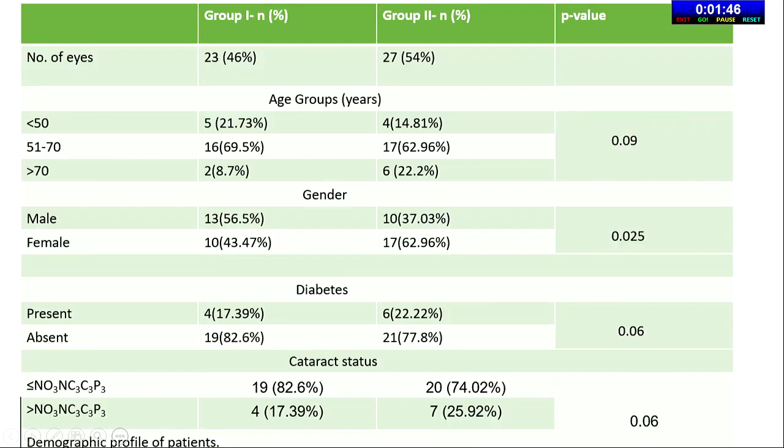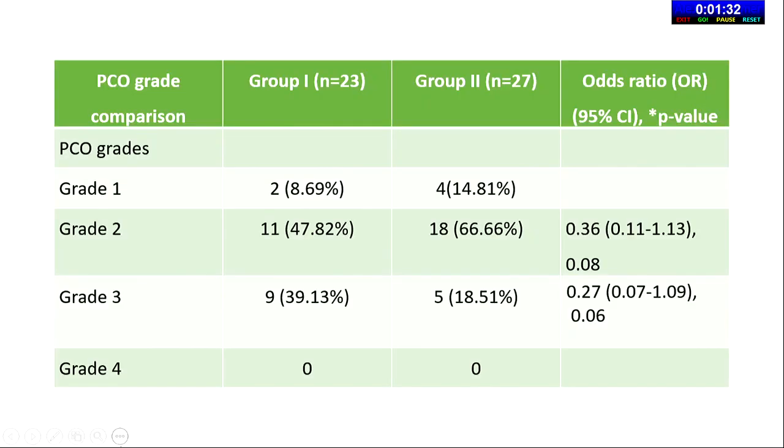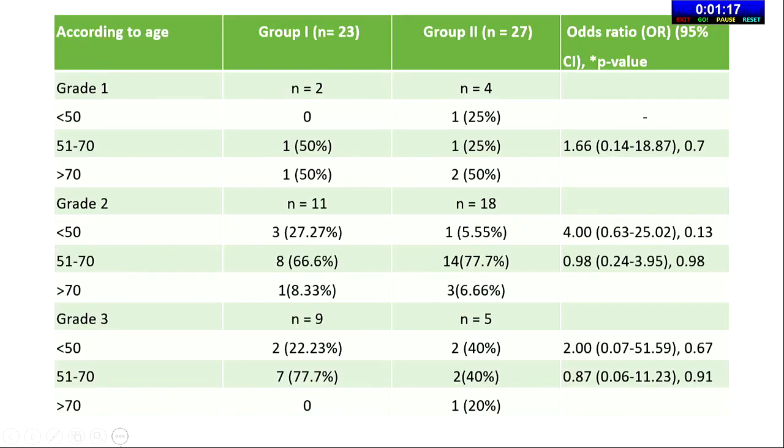My results: group 1 has 23 eyes and group 2 has 27 eyes, in which most of the patients are between 51 and 70 years, and diabetes is present in 17 eyes in group 1 and 22 eyes in group 2. PCO grade comparison: group 2 has more grade 1 and grade 2 PCO, whereas grade 3 PCO is seen in group 1, which has hydrophilic IOLs. According to age, those less than 50 years have more grade 3 PCO, and the more than 70 years age group has grade 1 to 2 PCO.